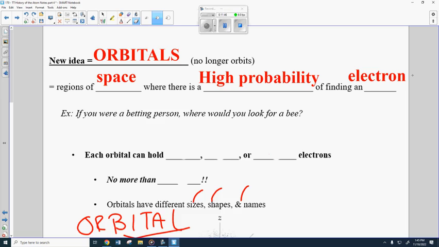For example, if you're a betting person, where would you bet you'd find a bee? Well, you'd say you'd probably find them in a beehive. Now, beehives have, sometimes, hundreds of rooms in them. Do you know exactly which room in the beehive? You're like, well, no, but somewhere in the beehive.